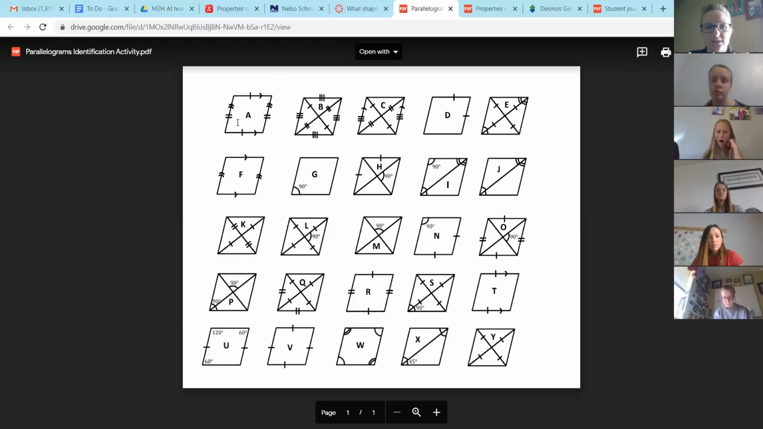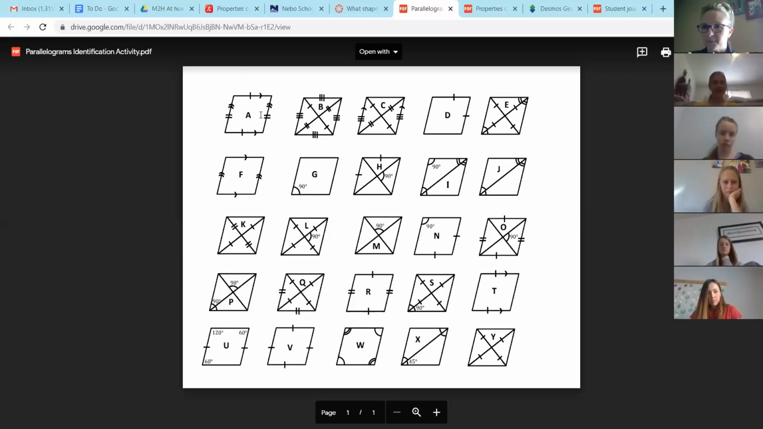What do these little dashes on the sides of the shape tell me? That they're congruent. So on shape A, a single dash right here and a single dash right here tells me that those two sides are congruent to each other.